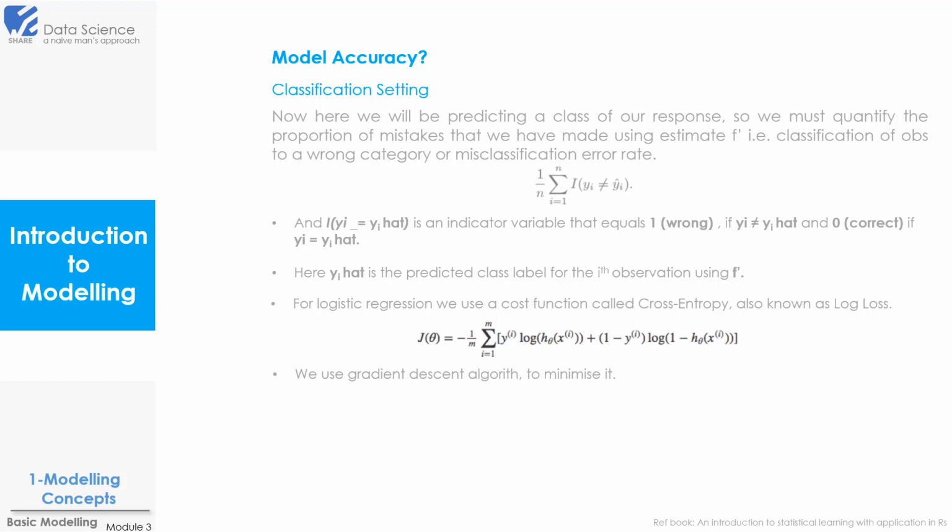Now here also we will use a cost function, and this cost function is called cross entropy or log loss. The formula is shown here on the screen. As a general rule, whenever you see a complicated formula, just remember that you don't have to remember it. This will make life pretty easy. So just have a look at the formula. We will have software to calculate it, but you should know what is happening in the background. Here also we will use the gradient descent algorithm to minimize our cost function. The gradient descent algorithm is a generic algorithm. We can use it to minimize any cost function. So that was all about model accuracy in the classification setting.